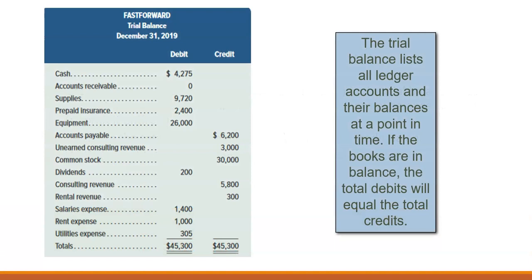So this is an example of a trial balance from our company in the textbook. We've listed all of our accounts. You see that we have accounts receivable here, but it has a 0 balance. We list all of our accounts and our debits equal our credits.